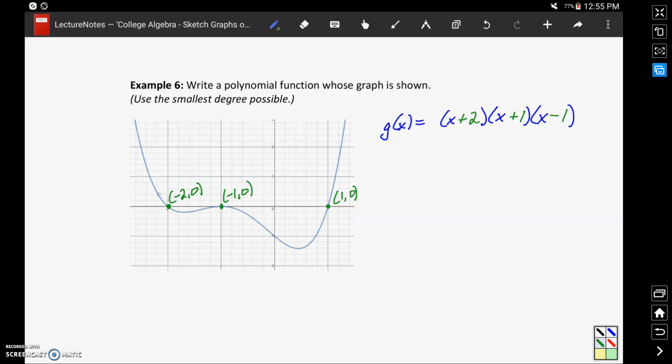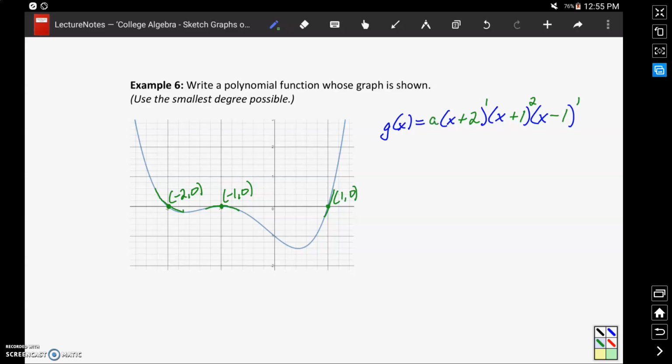Considering those multiplicities, we see that at x equals negative 2, our function crosses over the x-axis. So we'll want an odd multiplicity. We'll use 1 to continue pursuing that smallest possible degree. At negative 1, our function touches the x-axis and then curves away, so we'll give that an even multiplicity of 2. And at 1, our function crosses over the x-axis again, so we'll use an odd multiplicity of 1.